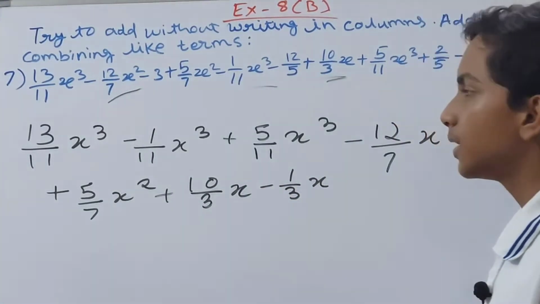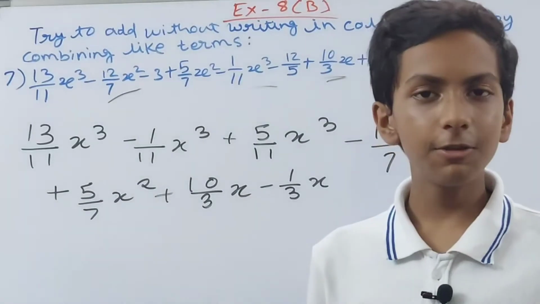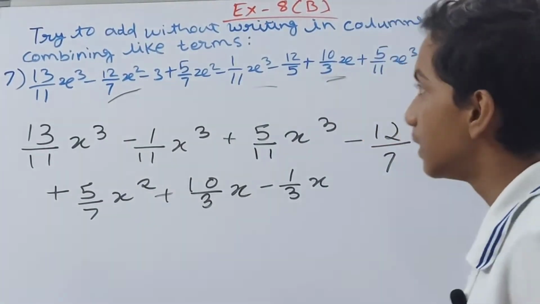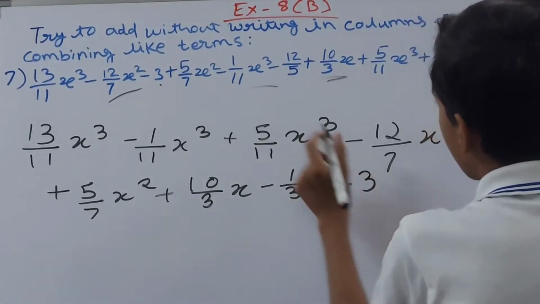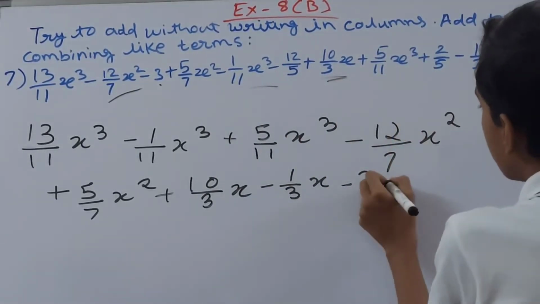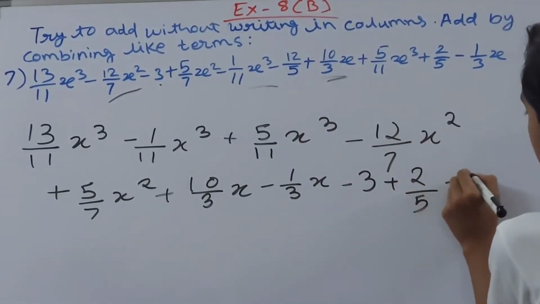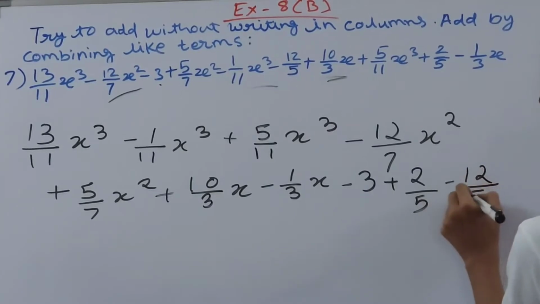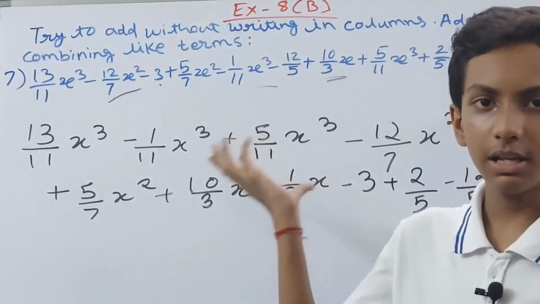Now the terms with 0 as their degree. So basically terms which don't have any variables have 0 as their degree. This one minus 3, and any other else, this one also, plus we have this one minus 12 upon 5, alright. So this we have written down. We have rearranged the like terms in this.